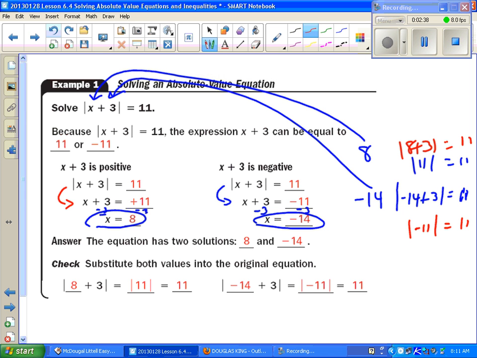But every now and then, like I said, when you plug them in, you'll be able to eliminate one of your answers. In this case, both 8 and negative 14 are correct. See down here, it says to check it and substitute both of your values in. That's what we did right here.